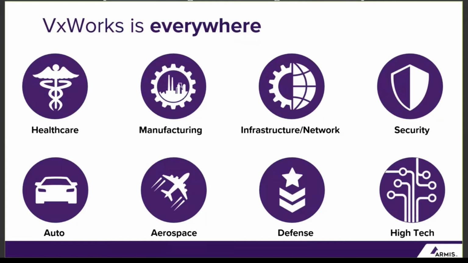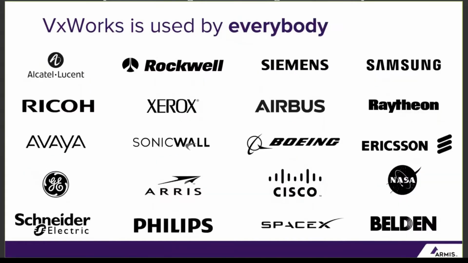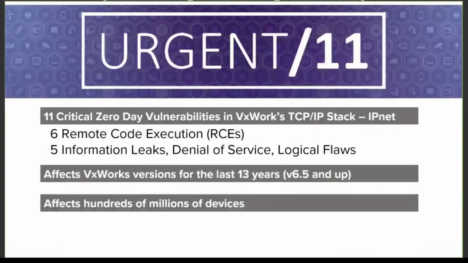So it might not come as a shock to you that many big industry players are using VxWorks. Because you're in the medical field, I guess you spot Schneider, GE, and Philips here, which use VxWorks to power many of their medical devices, but also Rockwell Automation and others use it to power industrial controllers, and Airbus. You can see a lot of big names here, which means it's really widespread. So what is Urgent 11? Urgent 11 is a set of 11 critical zero-day vulnerabilities we found in the TCP/IP stack of VxWorks.